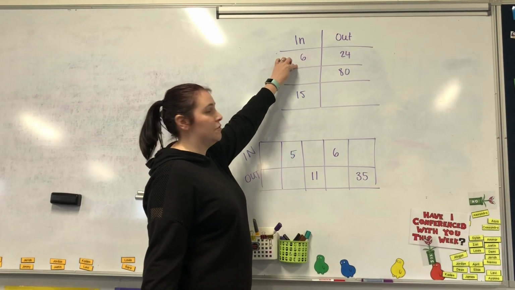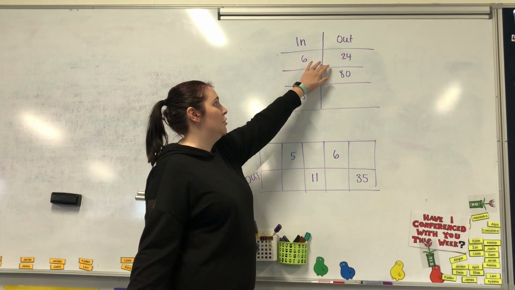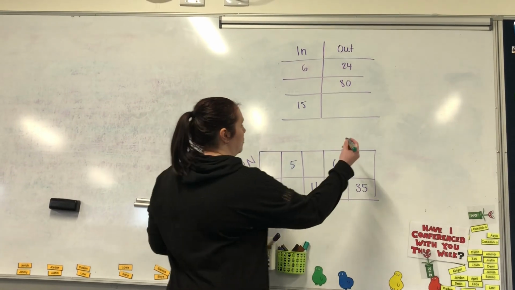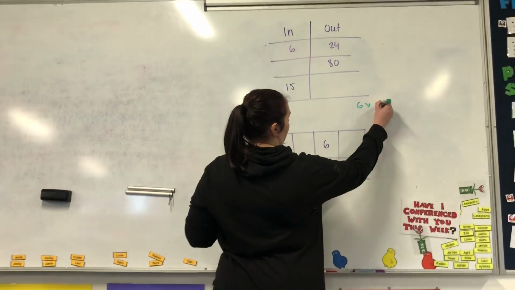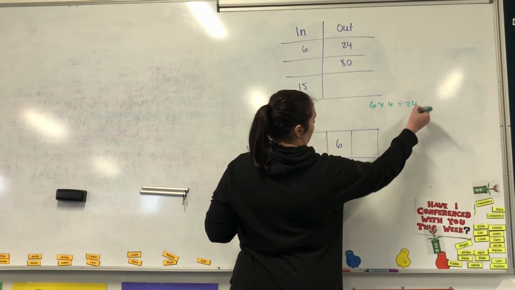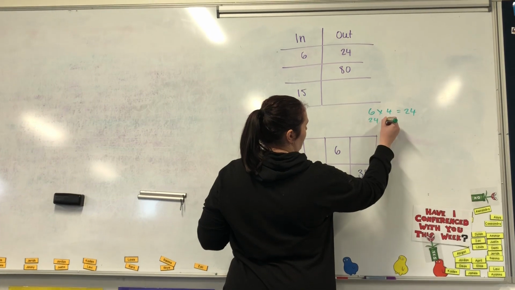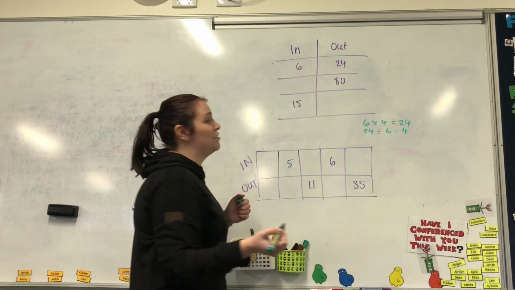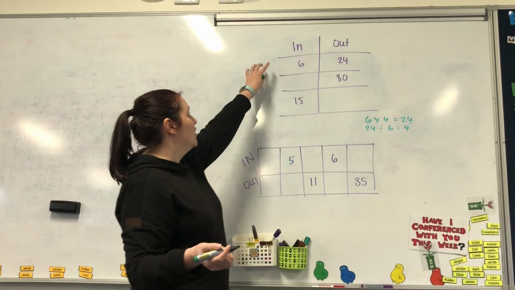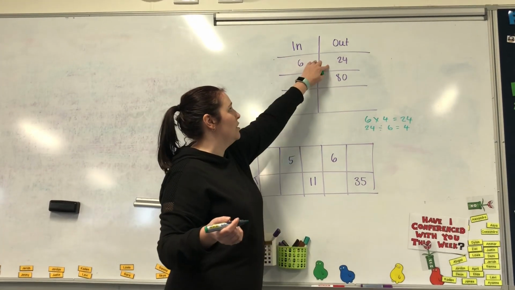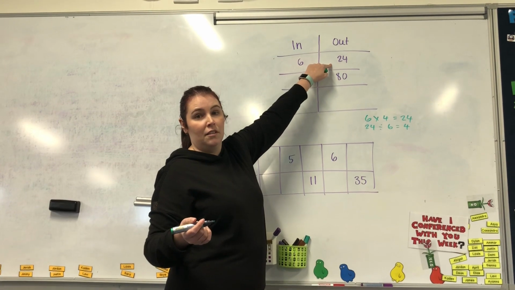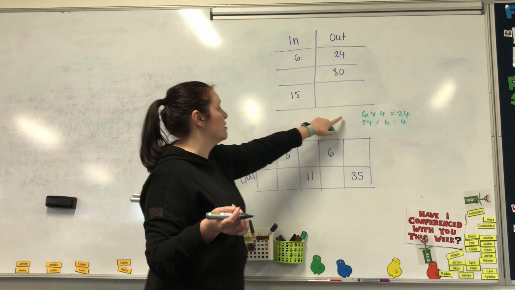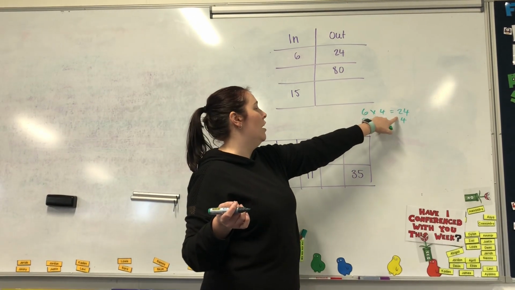I know my fact families, 6 and 24. The missing number is 4, but what do I need to do with it? If I did 6 multiplied by 4, I get 24. But I also know 24 divided by 6 is 4. So I have to work out which one it is. I've got in 6, out 24. This number's a lot bigger, so I'm going to try multiplication. So 6 multiplied by 4 gives me 24.